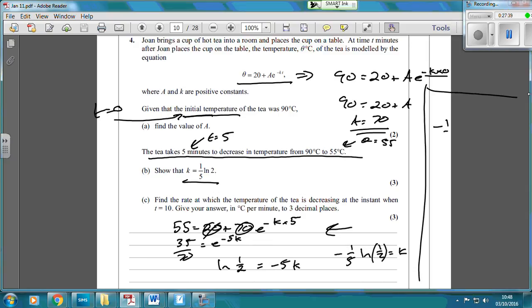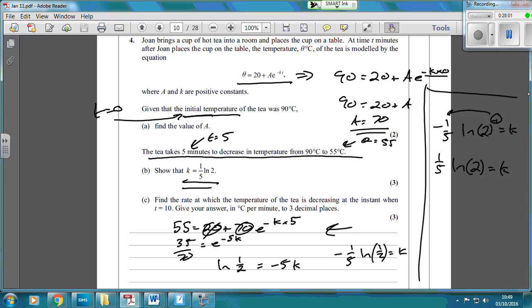So that's minus 1/5 log of 2 to the power of minus 1 equals k. Now again, with logs, we should know that we can bring this power down to the front. So minus 1 times 1/5 is going to be 1/5 log 2 equals k, which is what they wanted.